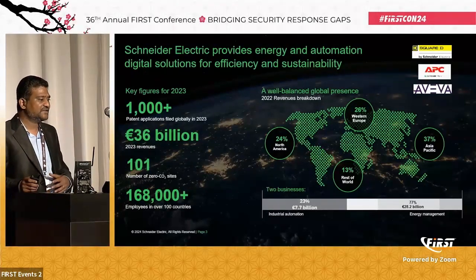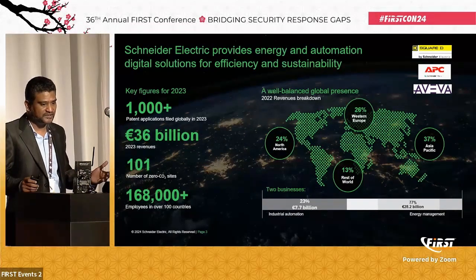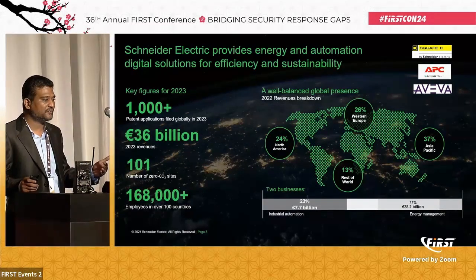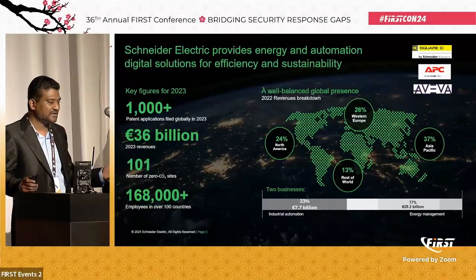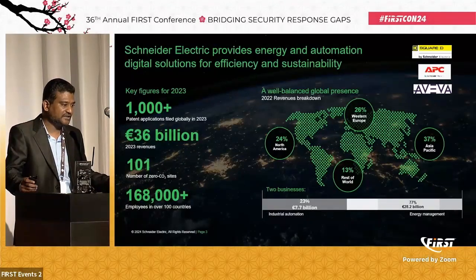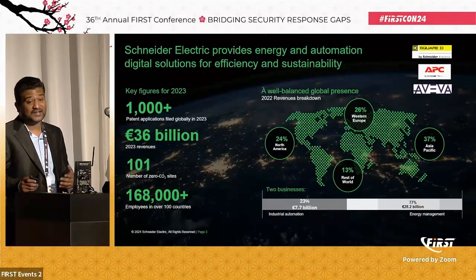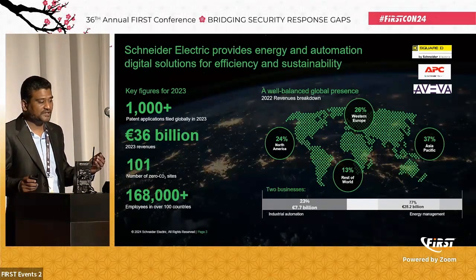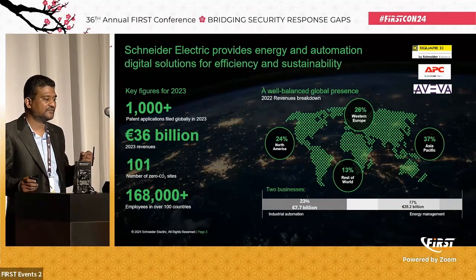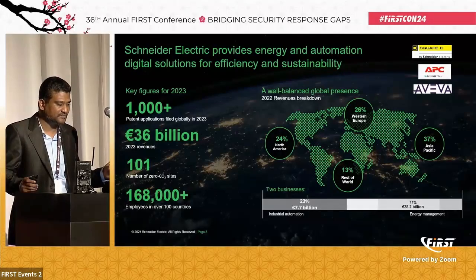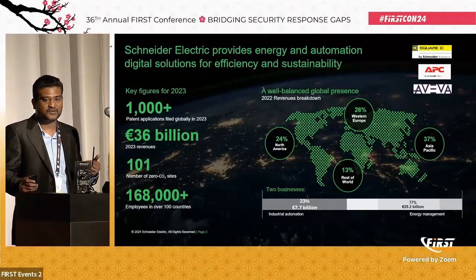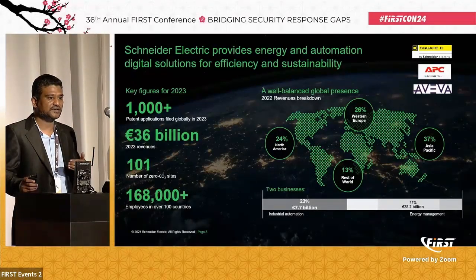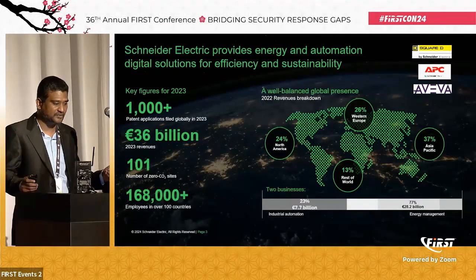Okay. And we are also a technology company. We have a lot of innovations to bring in. We have 1,000 plus patents in the Schneider Electric name. And another key important objective of Schneider Electric is we want to be a net zero company. So we are a strong advocate of sustainability and energy for everyone in the globe.